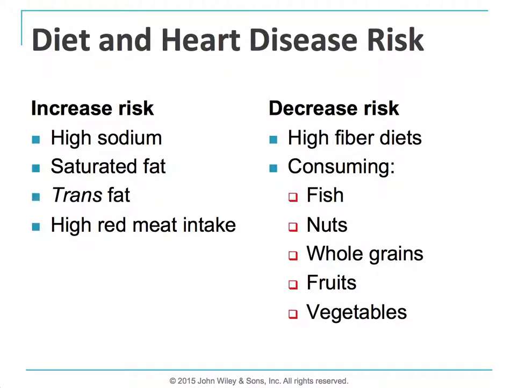Diet and heart disease risk. You are at increased risk if you consume a diet high in sodium, saturated fat, trans fat, and also eat a lot of red meat. You can decrease your risk by consuming a high fiber diet and adding foods like fish, nuts, whole grains, fruits, and vegetables to your diet.